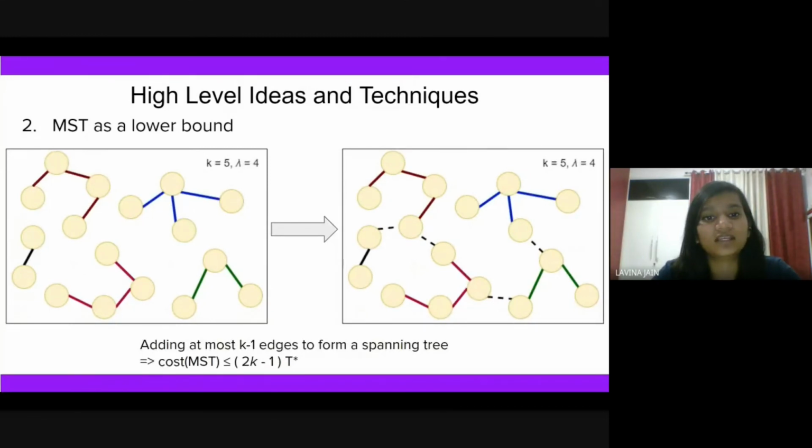The second technique is using the MST of the graph as a lower bound. Let us look at the optimal solution. All the k trees have a maximum cost of t star each. We can add k minus 1 edges of cost no more than t star and get a spanning tree. Hence, the cost of MST is upper bounded by 2k minus 1 t star. This leads to the natural idea of starting with the MST of the graph.